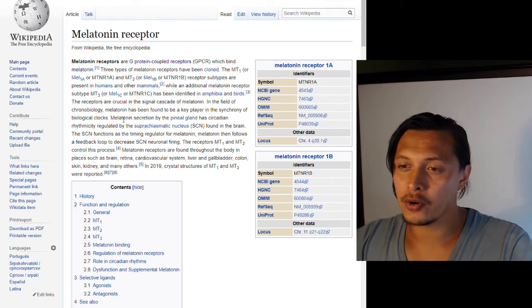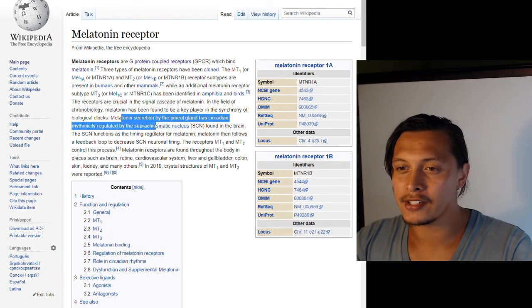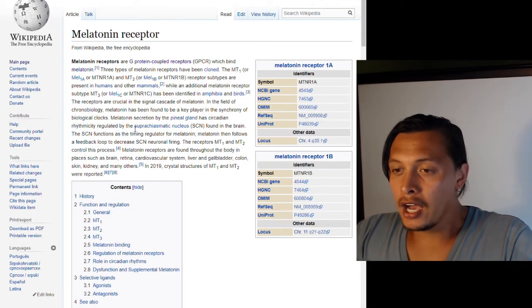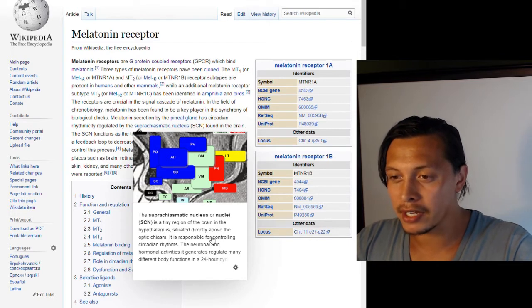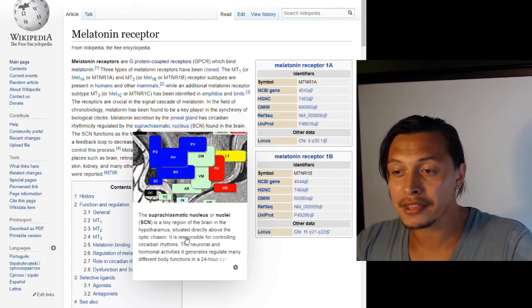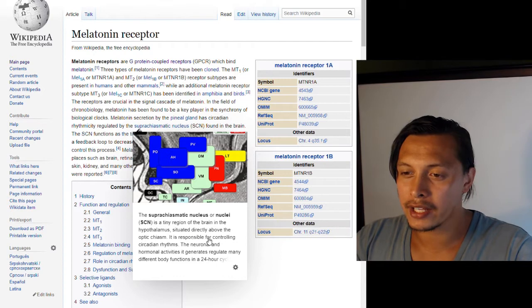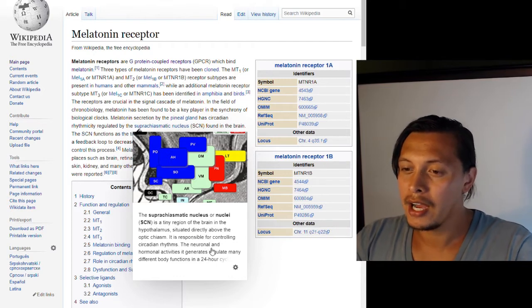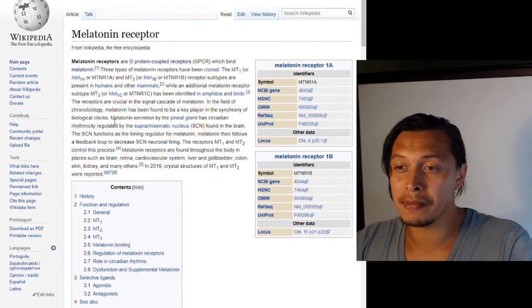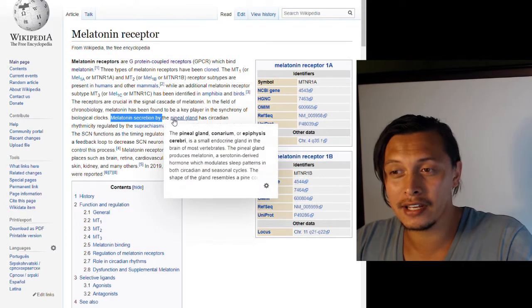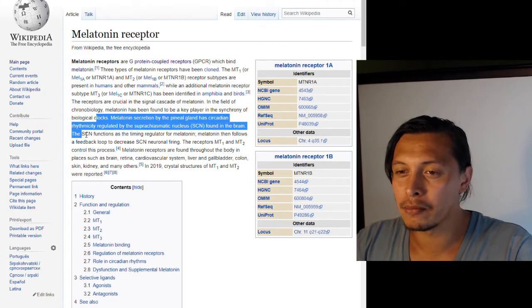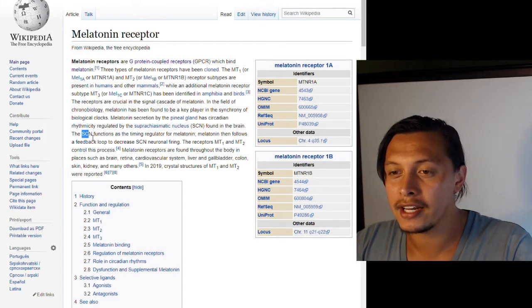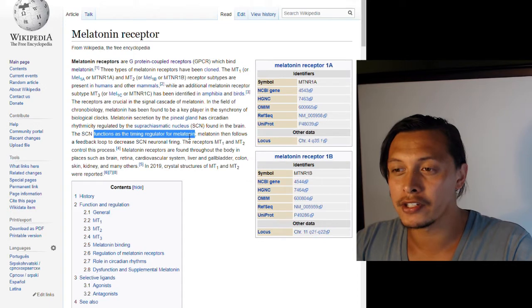So melatonin secretion by the pineal gland has circadian rhythmicity regulated by the suprachiasmatic nucleus, and I have no idea what this is, but it's a tiny region in the brain in the hypothalamus, and it's situated directly above the optic chiasm. Let's not worry too much about that. Just know that melatonin is secreted by the pineal gland, and this SCN functions as the timing regulator of melatonin.